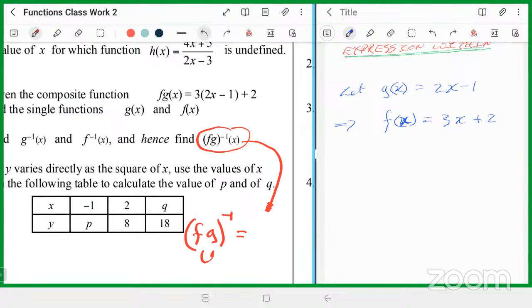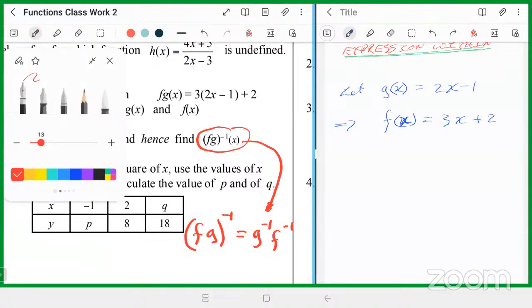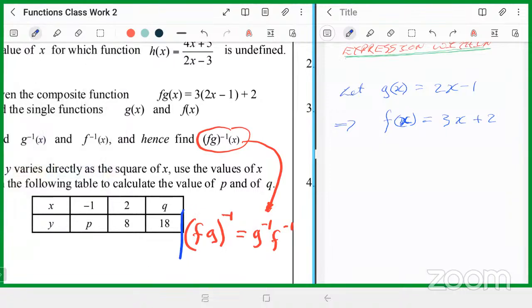So since the g is second in here, it comes first out here, but it is the inverse of the g that is coming here now, g to the minus 1. And then this comes second, the f, inverse of it, f to the minus 1. We have to remember this rule, this formula, in order to answer a question like this.